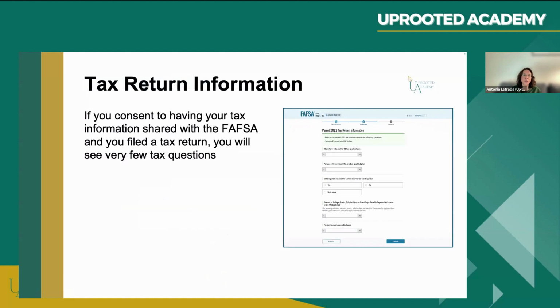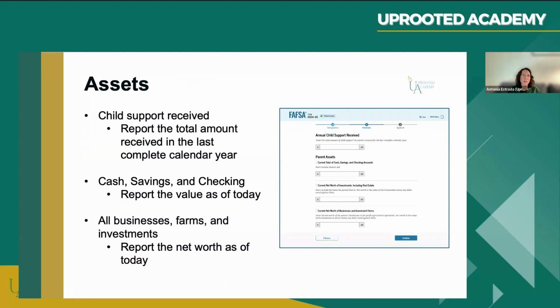So just like in the student section, if you consent and approve to having your federal tax information transferred, you're only going to see a limited number of income and tax questions, and you would need to provide a response in each field. Then the next question has to do, just like in the student section, with assets. But you will see here that child support received is included as an asset, not as income. So this information needs to be reported only if assets are required to be reported.